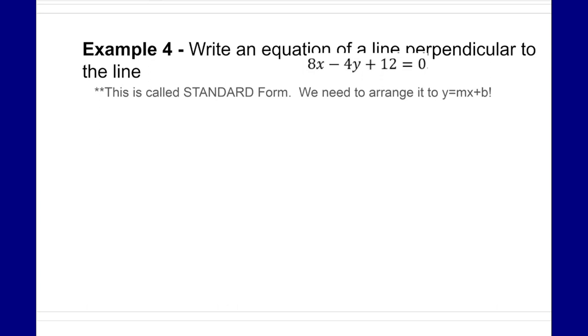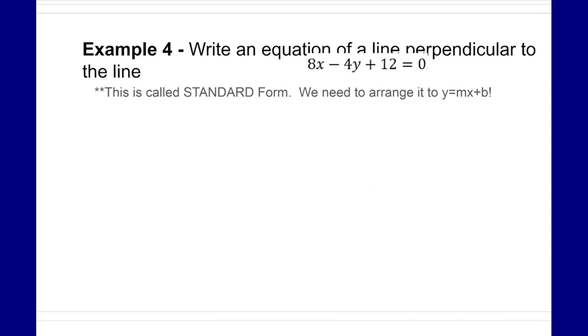Next example, write an equation of a line perpendicular to the line 8x minus 4y plus 12 equals 0. Now you might say, well, that's not an equation of a line. And you'd be right in the sense that we normally see it as y equals mx plus b. This equation is written in what we call standard form. 8x minus 4y plus 12 equals 0 is an equation of a line in standard form.